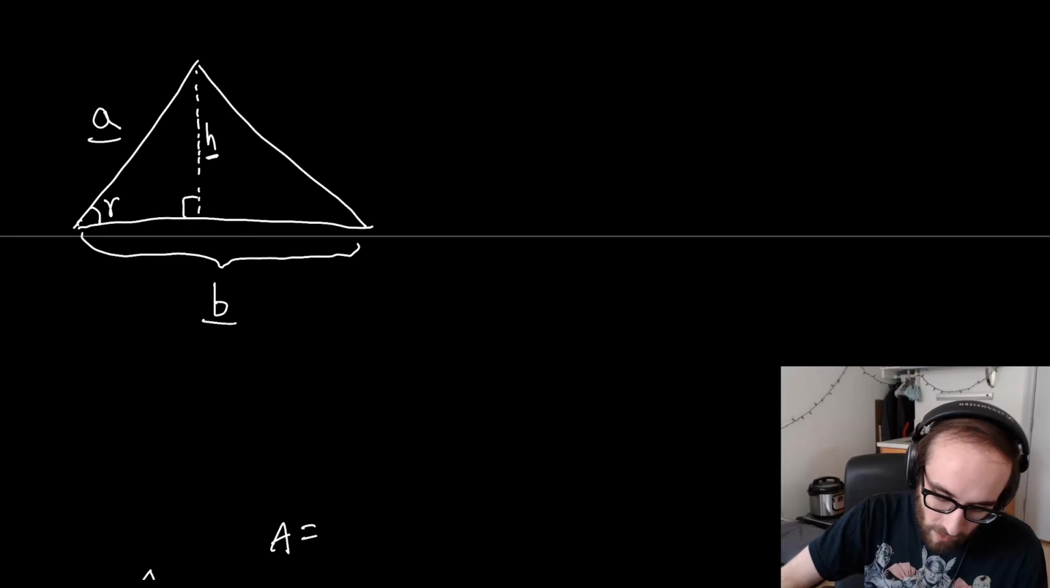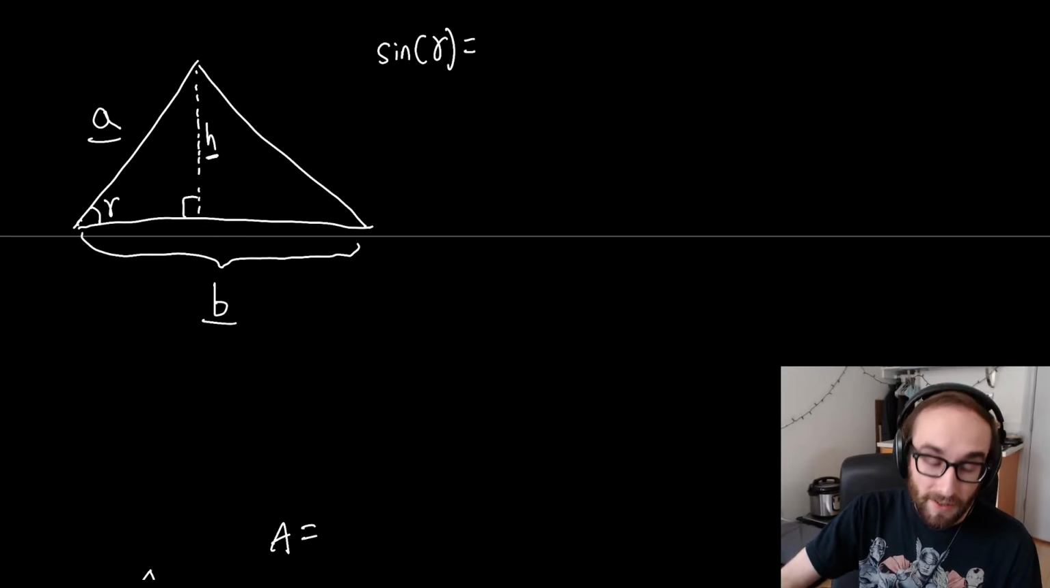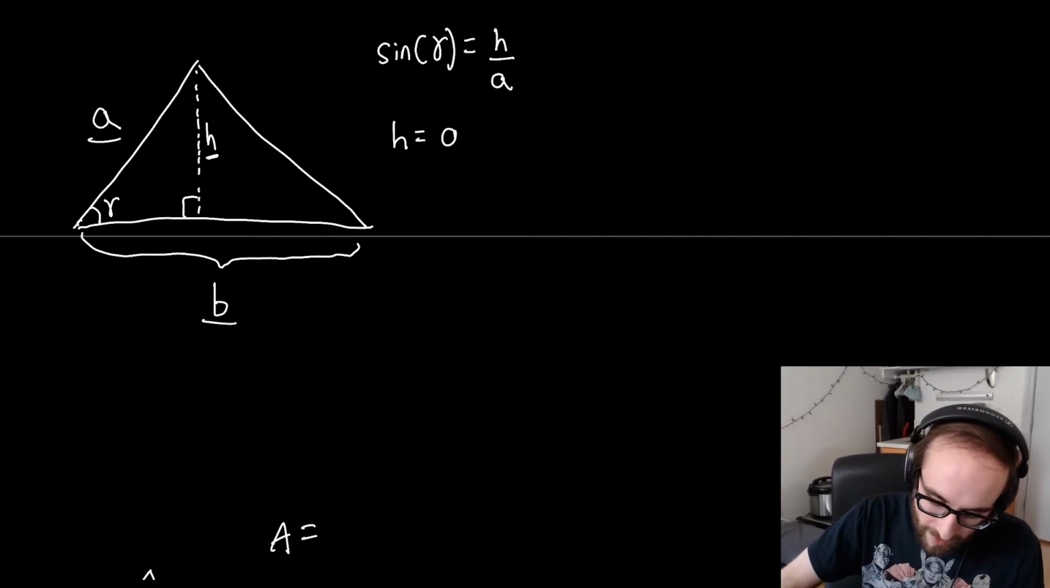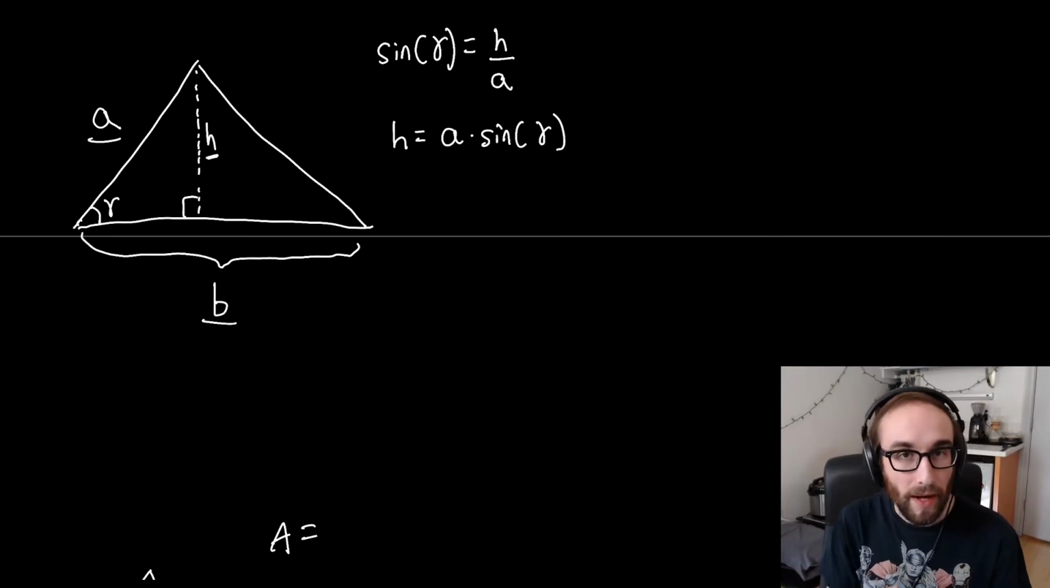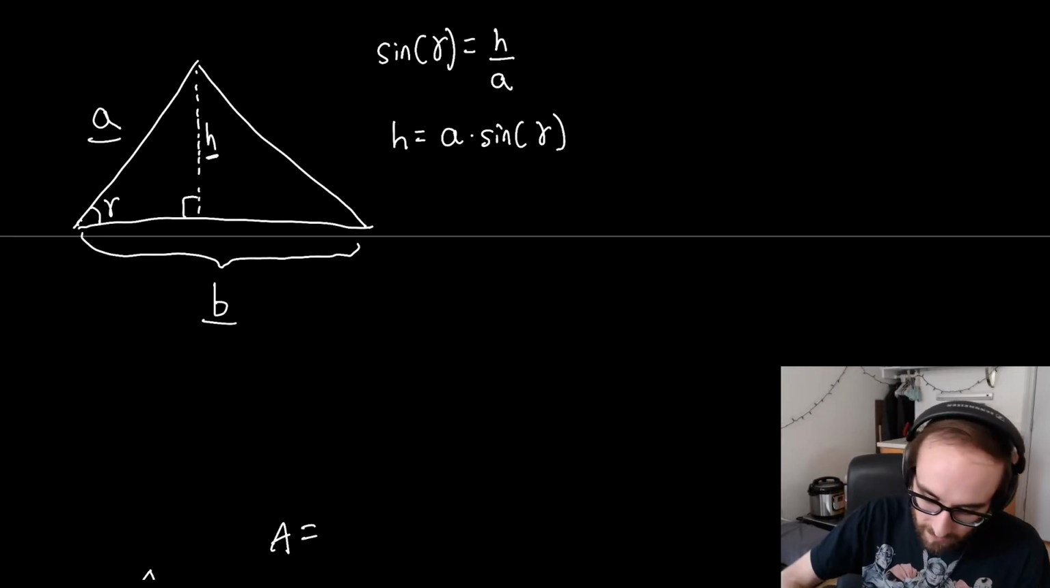So here we can use right triangle trigonometry. We know that sine of gamma is going to be the opposite side, so H, over the hypotenuse, which is A. And we can quickly rewrite this. The height of the triangle is equal to A times the sine of gamma. So we don't know the height, but we do know A, we do know gamma, so we can use those values to quickly find the area.